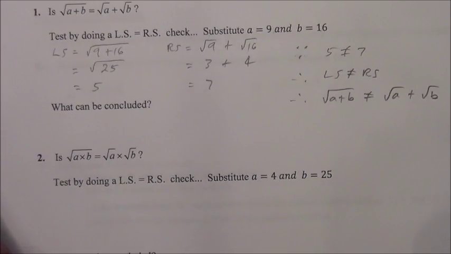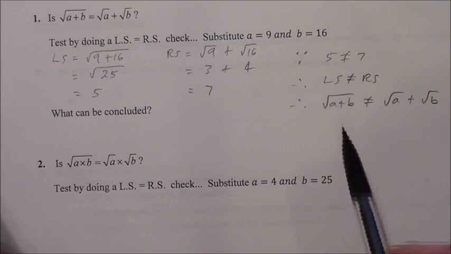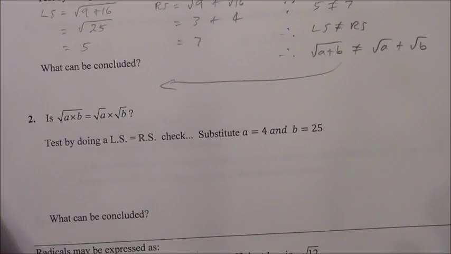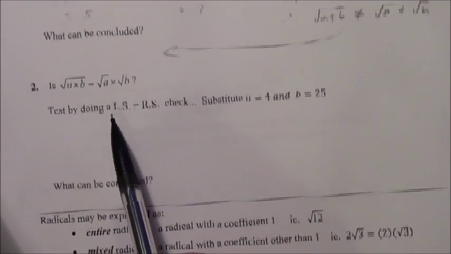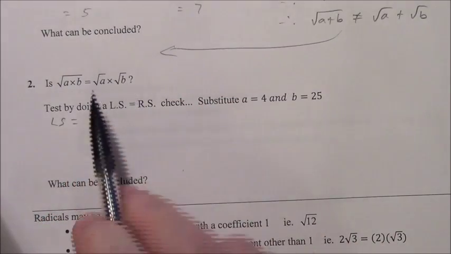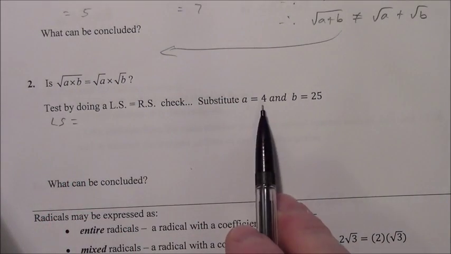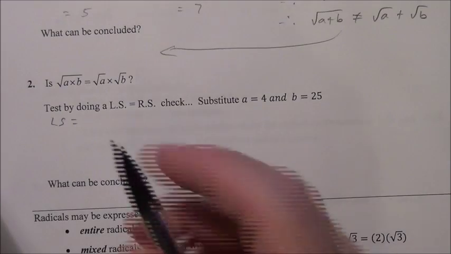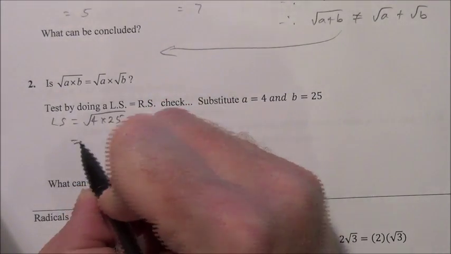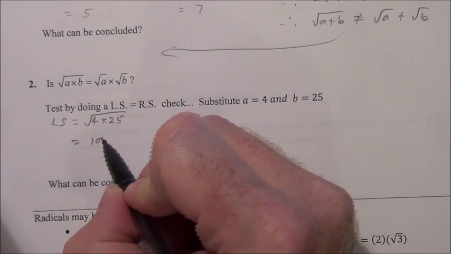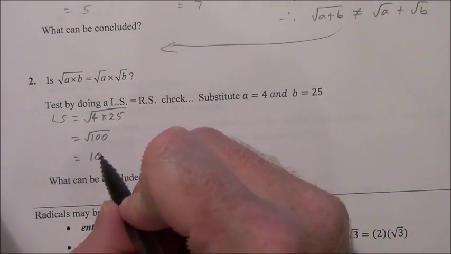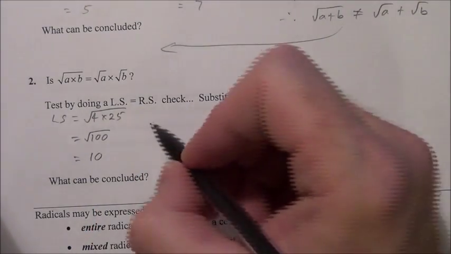Okay, so now let's move along to multiplication. We'll do the same sort of thing. Left side is root of A times B. We'll substitute 4 for A and 25 for B. So we'll have 4 times 25, and take the square root of that. 4 times 25 is 100. Then we take the square root of that, and that gives us 10, because 10 times 10 gives us 100.